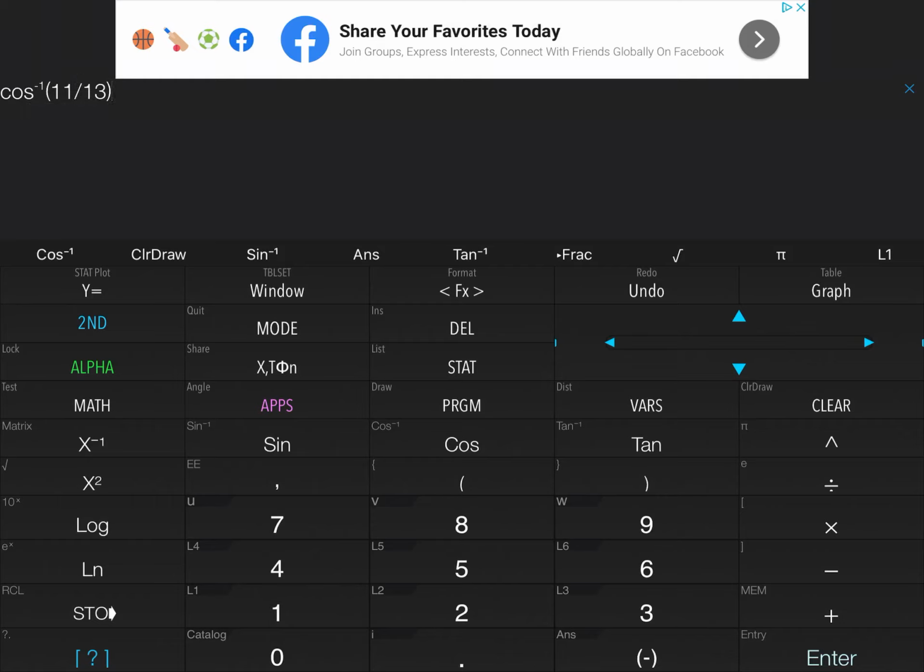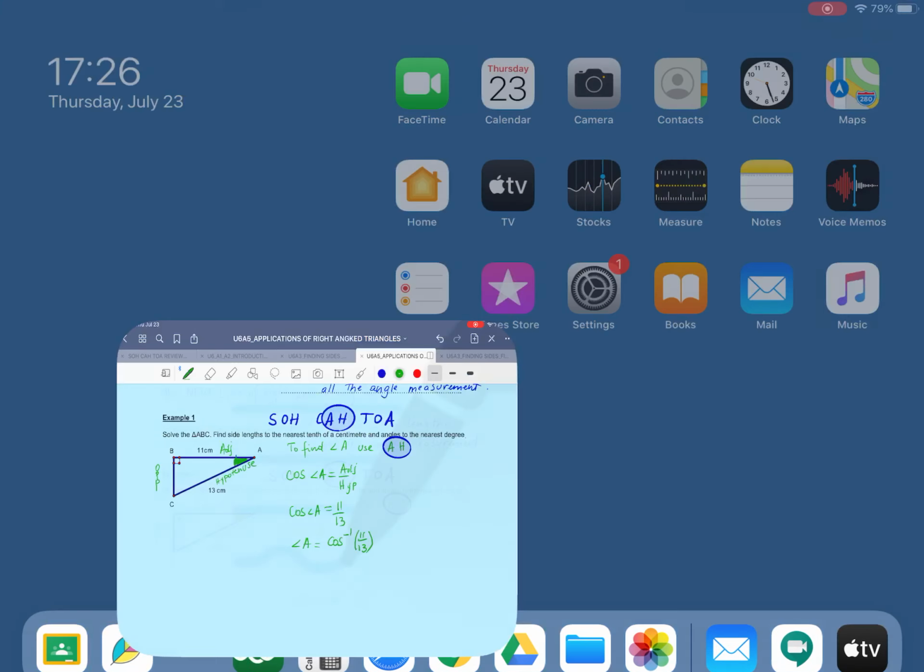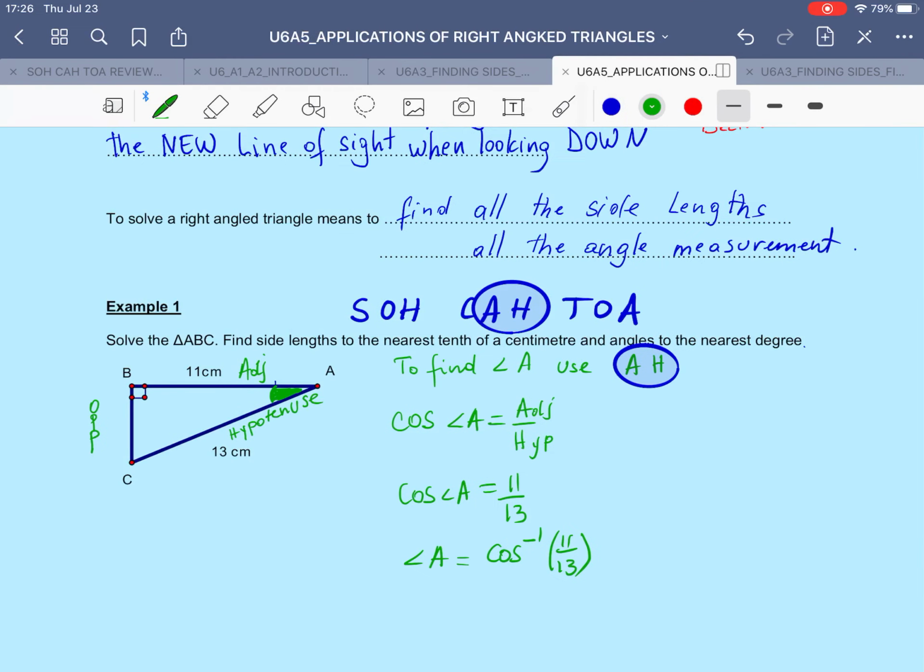I've already set my calculator on degree mode. Make sure, 32.2 it says. And our question is asking to round to the nearest degree. So angle A is 32 degrees. That's it. So we got angle A.